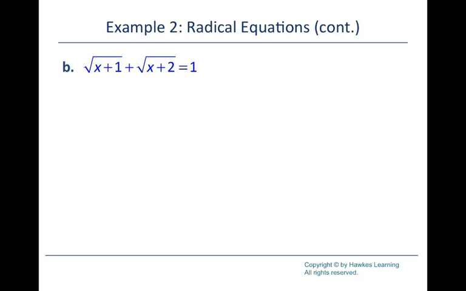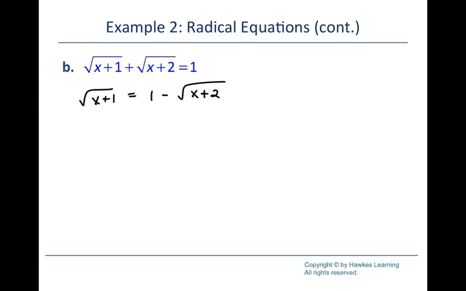Now let's look at this next equation. Let's solve it. This is one where you're going to have to square both sides twice. So I'm going to walk you through it. First, you're going to get one radical on one side. We're going to leave this square root of x plus 1, and that's going to equal 1 minus the square root of x plus 2.